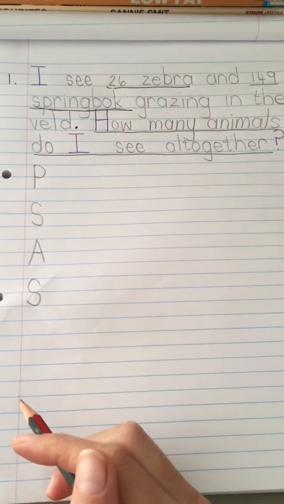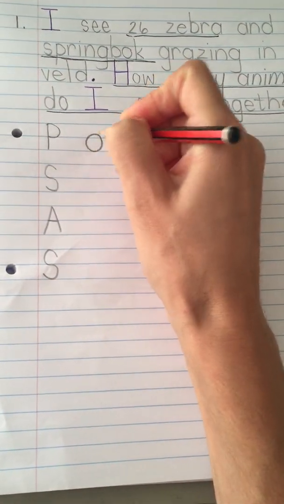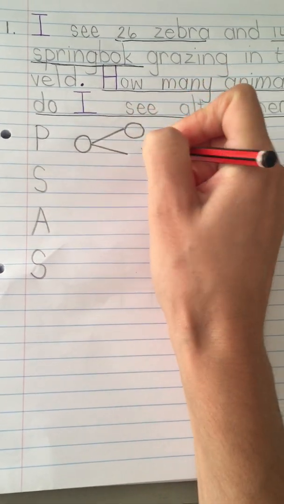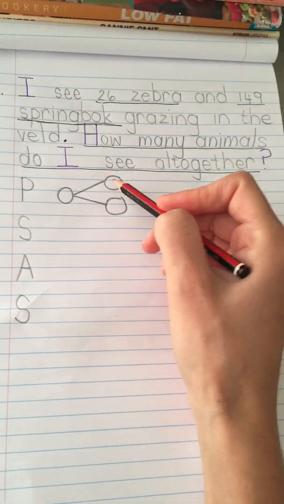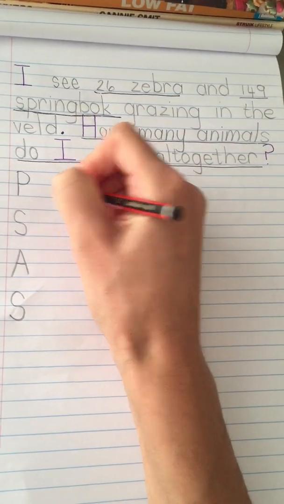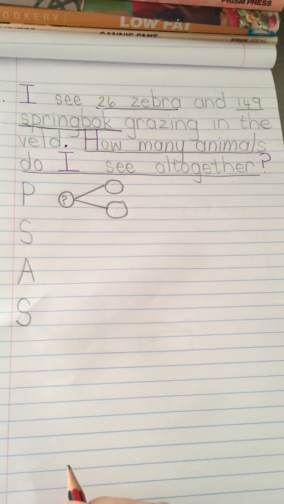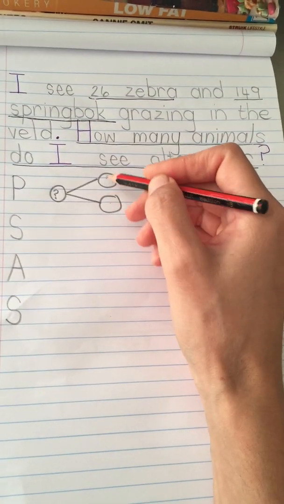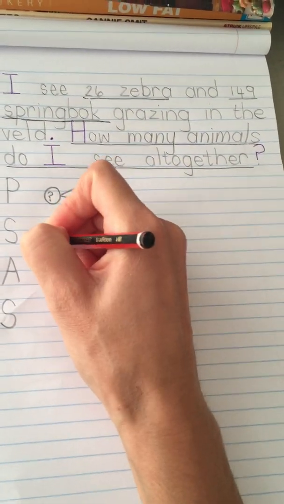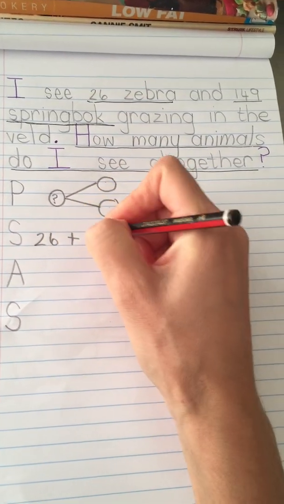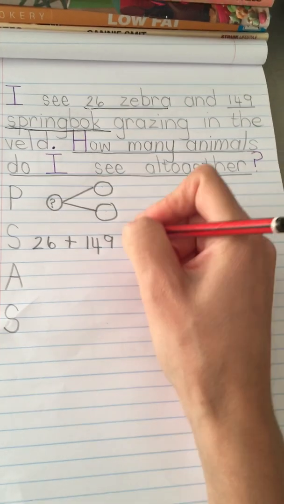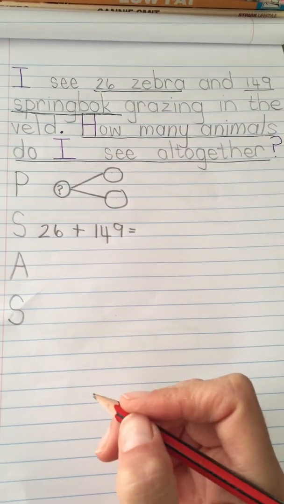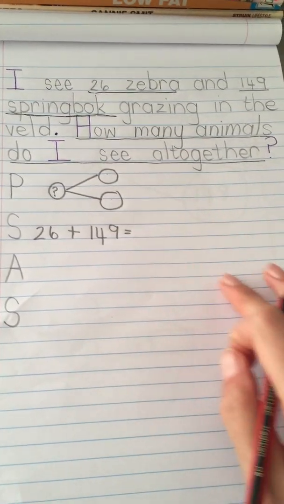So if we go back now to our pizzazz, here we go. So I quite like the part-whole, but it's up to you. So I'm going to draw my part-whole. Okay, remember what you put in there, and we need to try and figure out the whole thing. Then my sum, remember we said that we need to plus them together. So we say 26 plus 149 equals.